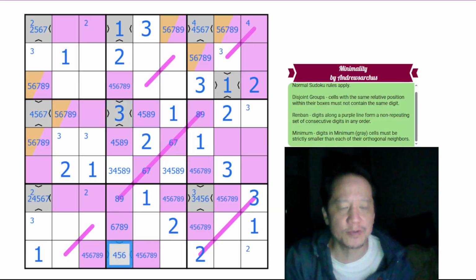This can't be 3 anymore. So this is greater than that. This has to be 4. That eliminates 3 and 4 here. This can't be 4 and 5 because it has to be greater than 5 or 6. This is guaranteed to be 4 here.